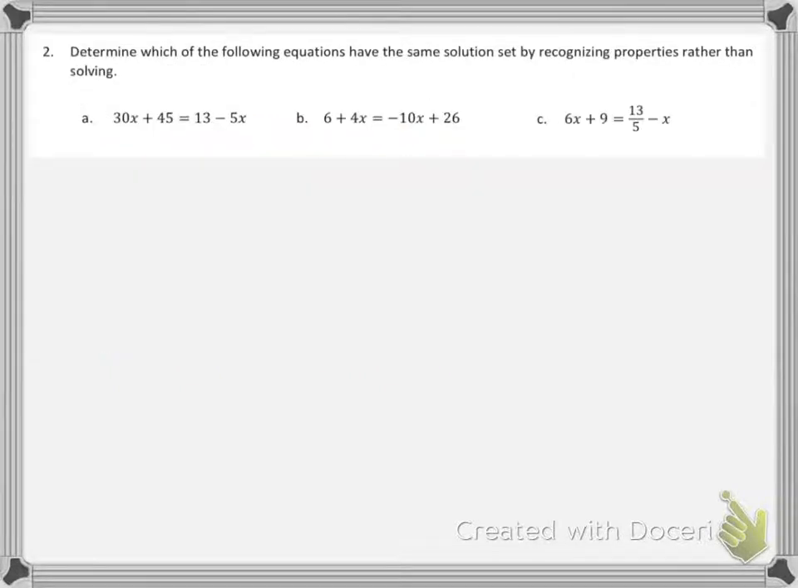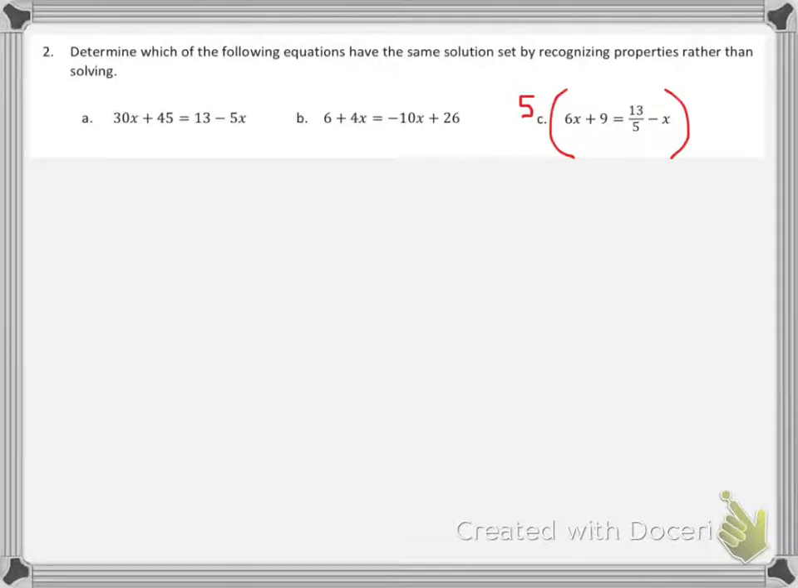All right, number 2. Determine which of the following equations have the same solution set by recognizing properties rather than solving. Well, I'd like to see if I could change these into each other. So the first thing that I'm going to do is try to get rid of this denominator. I would rather not have that 5 there, so I'm gonna multiply through by 5 so I can clear the fractions.